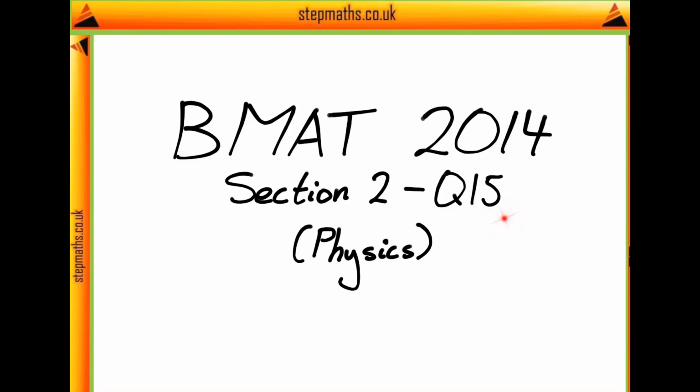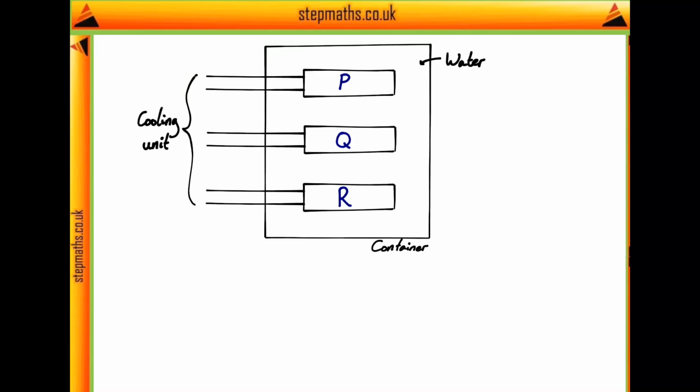Here we're going to look at question 15 from section 2 of the BMAT 2014 paper. In this question we're given a cooler which is made up of a container around the outside, some water inside it, and then there's a cooling unit in a position P, Q or R. We're told that this cooler is kept in a room at room temperature of 20 degrees C, and that initially the cooling unit is turned off, so the water is also at 20 degrees C.